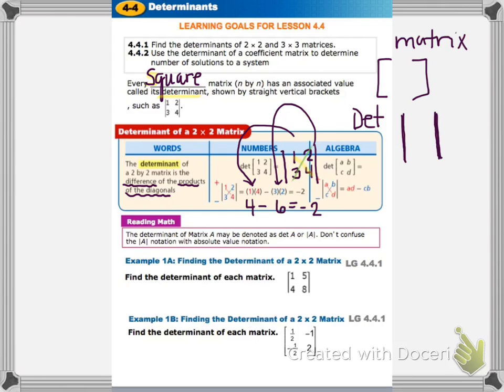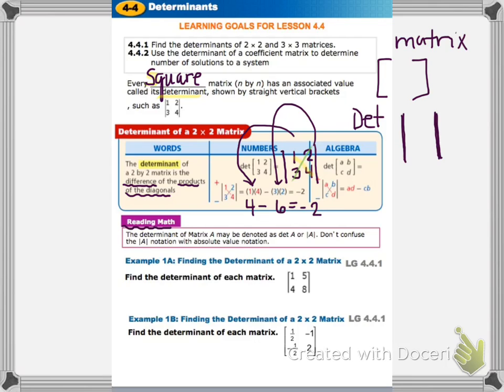So that's how you do the determinant of a 2 by 2 matrix: simply multiply the two diagonals, and take the main diagonal and subtract the other diagonal from it. Just a little note, be careful not to mix up the determinant notation with absolute value. When we're talking about matrices, those straight brackets mean to take the determinant.